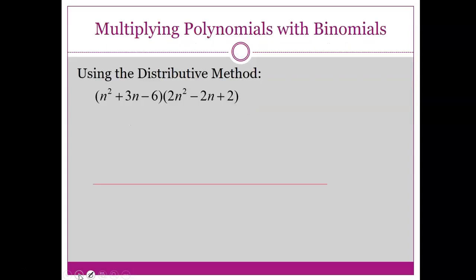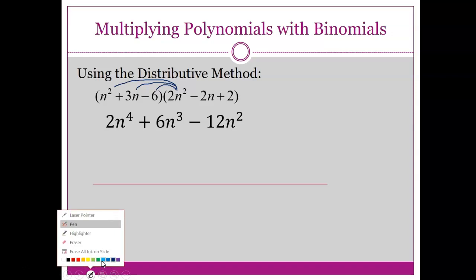So at this point, we have multiplied binomials by polynomials. Now what we're going to do is multiply trinomials by trinomials. So we have to actually just add one more line. We're still going to do that distributive method. So we're going to take the first to the first, to the middle, and first to last. And that's going to give me 2n to the fourth plus 6n cubed minus 12n squared.